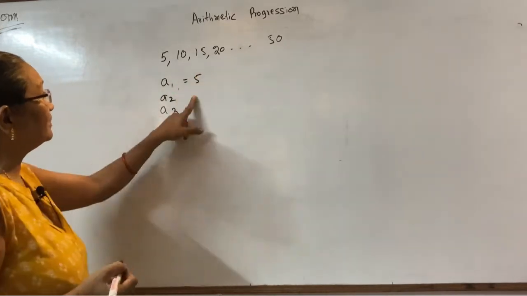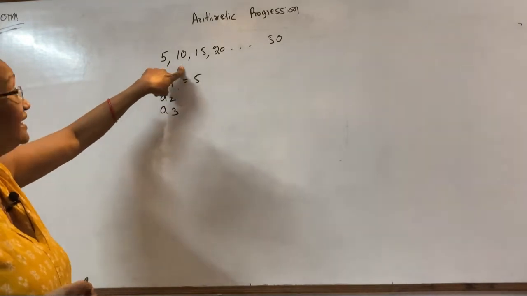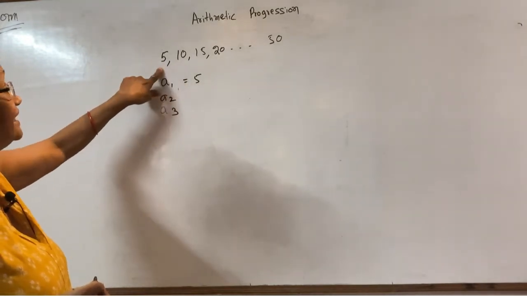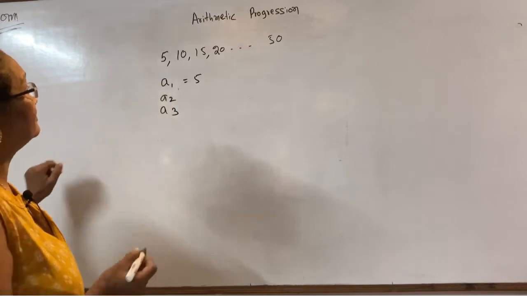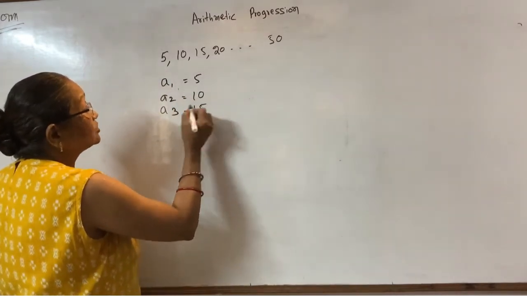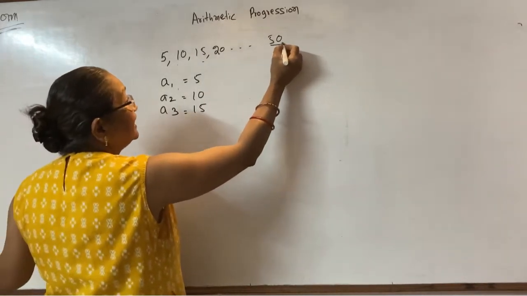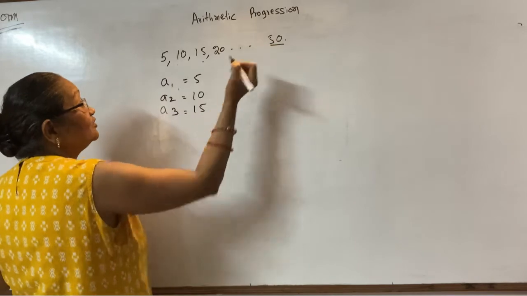Then how are you getting the second term? What are you seeing? 10 is there. What is the difference? 10 minus 5 is 5. That means the second term is 10. So the third term here is 15. So these are the terms, and like this it goes on and ends where? Here. This is known as the last term.